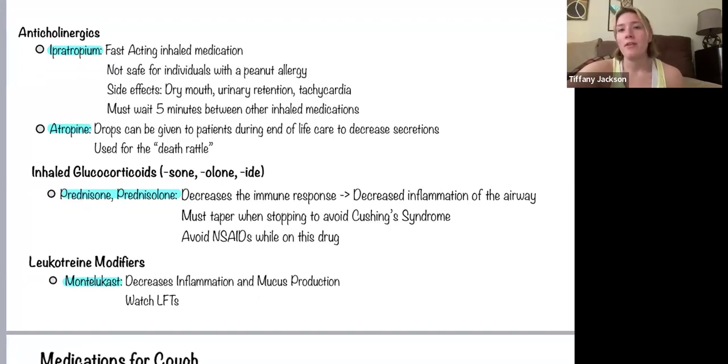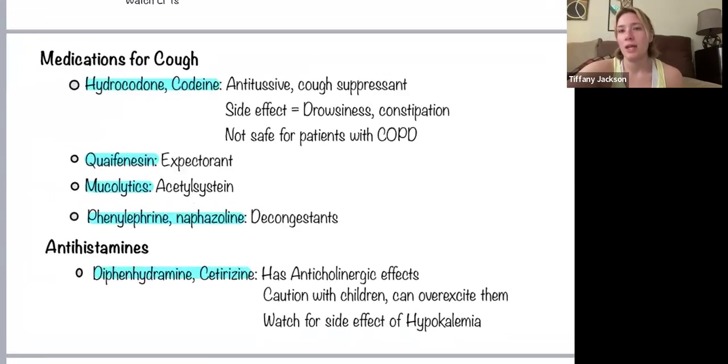If your patient is having a cough, we can use multiple different medications. A lot of our antitussives are cough suppressants. These are our hydrocodone and codeine. However, big side effect is drowsiness. These medications are not safe for patients with COPD. We want to kind of encourage coughing. Guaifenesin, that's an expectorant. Mucolytics, we have acetylcysteine. Decongestants, we have phenylephrine and oxymetazoline.